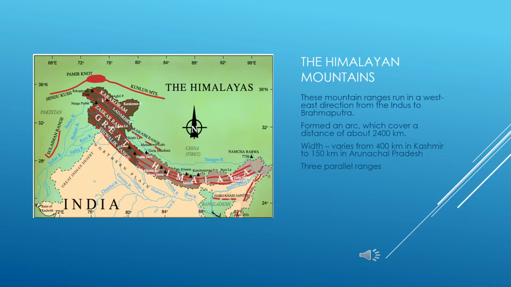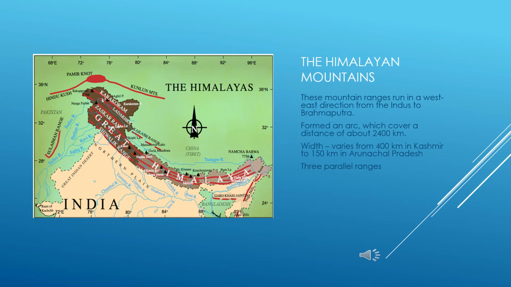And the Himalayas, they represent the loftiest and one of the most rugged mountain barriers of the world. They form an arc which covers a distance of about 2,400 km. Their width varies from 400 km in Kashmir to 150 km in Arunachal Pradesh. The altitudinal variations are greater in the eastern half than those in the western half.